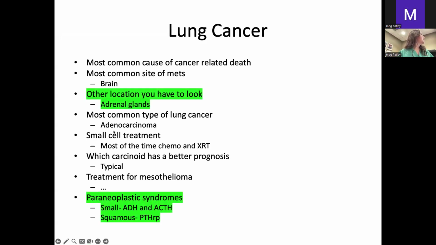And then this is stuff that always comes up, the different paraneoplastic syndromes. So small cell is associated with ADH and ACTH, and then squamous cell is PTHrP. Do people have ways to remember that?